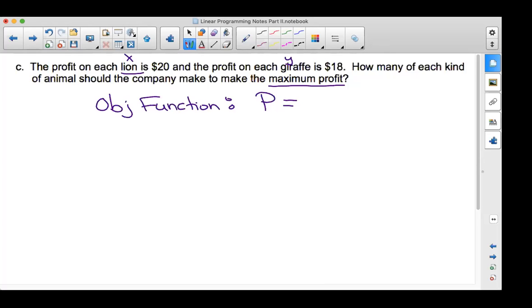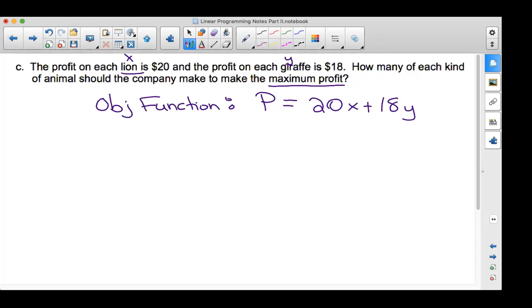Addison, cool. How would that look? So what would our equation look like for profit? How are we going to make money? Yeah. We're going to make money by $20 times the number of lions, adding that with $18 times the number of giraffes.